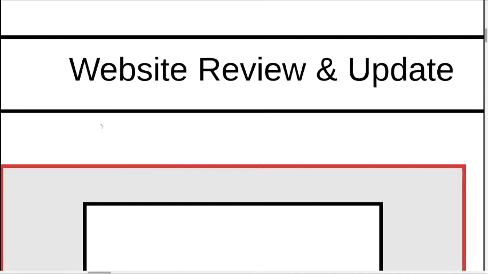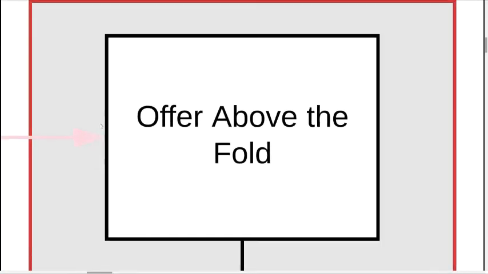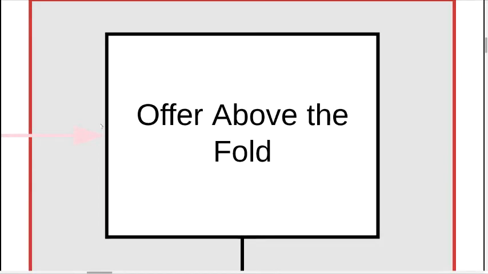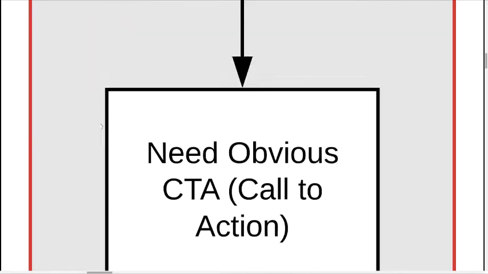Next thing we're going to do is the website review and update. It's very, very important that you have a call to action, or a lot of information above the fold. It means basically on the first screen of information. We'll look at your site and see if that's there. If it's not, we'll make some suggestions about how that can be updated, changed.